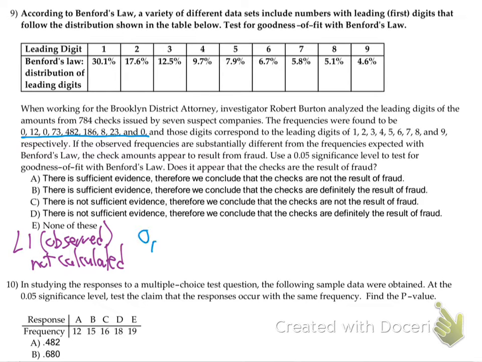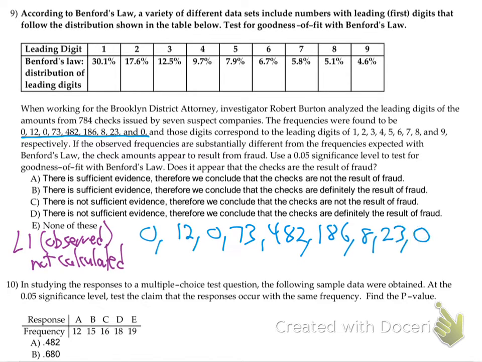So it's 0, 12, right? So those numbers are going to go down L1. 0, 12, 0, 73, 482, 186, 8, 23, 0. Those are L1 numbers. How do we know? Because those were not calculated. They were just observed. That's what they saw, right? The frequencies were found to be observed. And then what do we do for the L2 numbers?